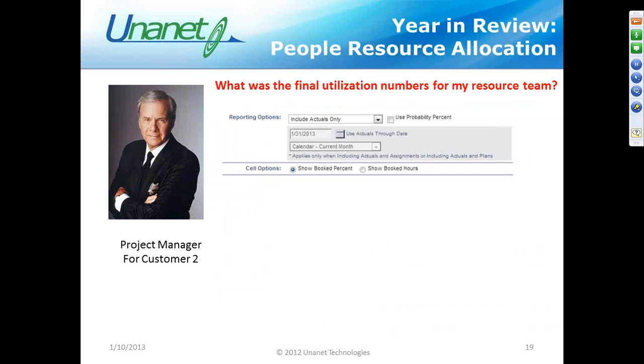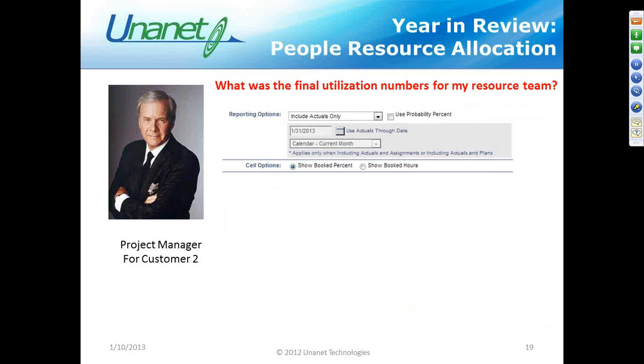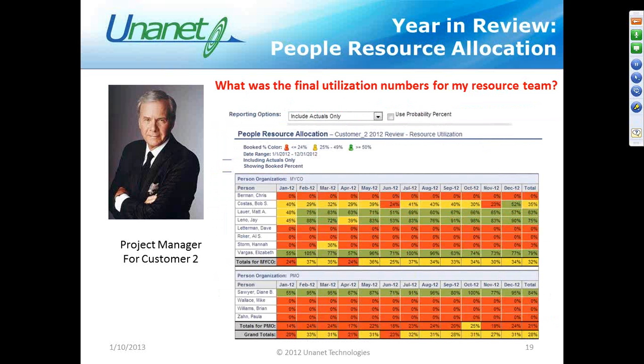What was that final utilization number for my resource team for 2012? Well, my favorite report within Unanet provides quick knowledge on my resource management, showing how well my resources were used. This is available with the portfolio license type, this People Resource Allocation Report, and it shows the project manager the percentage of time each resource worked for a time period. In my case, I did monthly, but I could do weekly or quarterly or even daily.